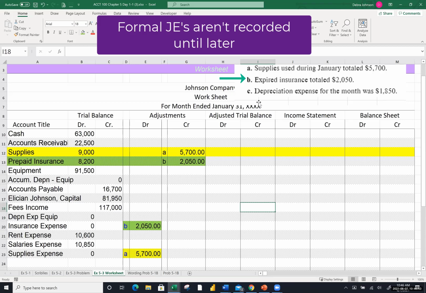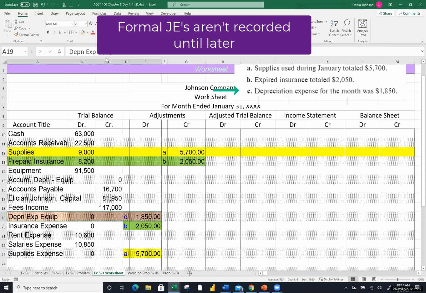And then they even told us how much the depreciation expense was. They didn't make us do the straight line calculation. They just said depreciation for the month was $1,850. Okay, we know we're going to debit an expense. So I'm going to go to depreciation expense and put that $1,850 in. Let me highlight that to get your eyes on it.